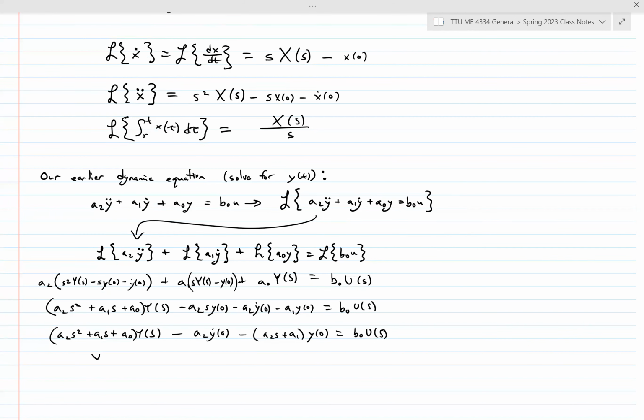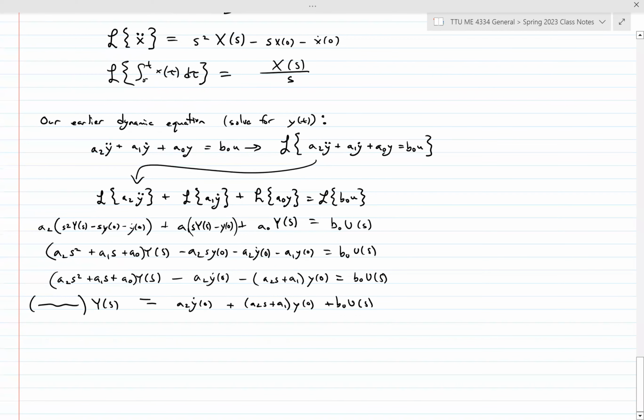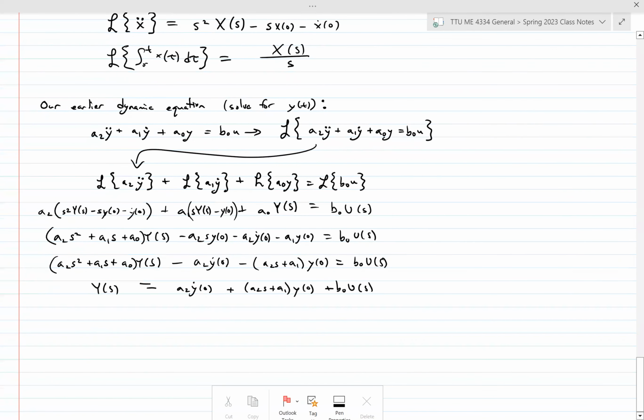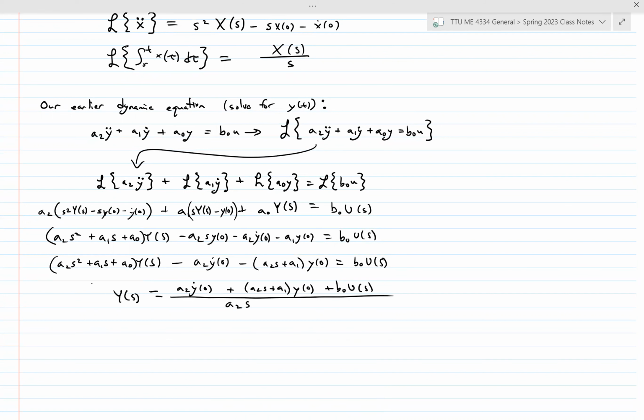So Y of S times all that junk that's in front of it is going to be equal to A2 Y dot of 0 plus A2S plus A1 Y0 plus B0 U of S. We're going to divide by the junk that's over here. And so we're going to end up with Y of S is equal to all that stuff divided by A2S squared plus A1S plus A0, right?